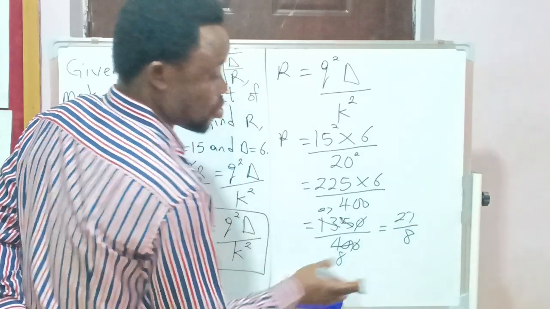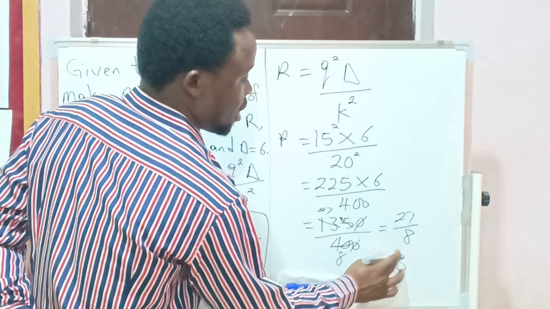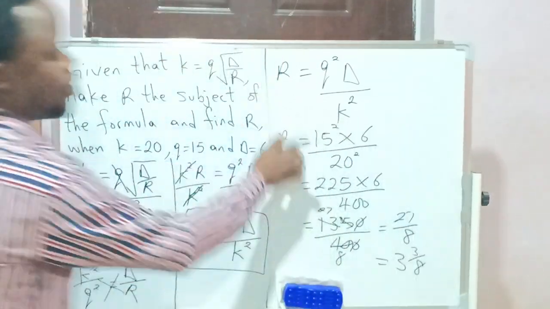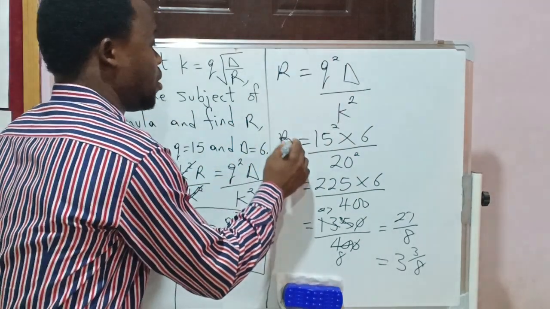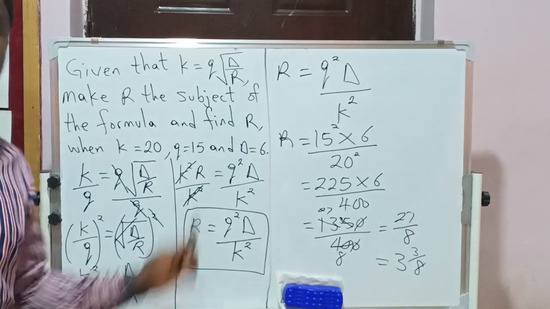8. So with this, how many 8s will I say here? Which is 3. That gives 24. Remainder 3. So 3 over 8. So this is r. This is the value of r, 27 over 8. Just as simple as that.